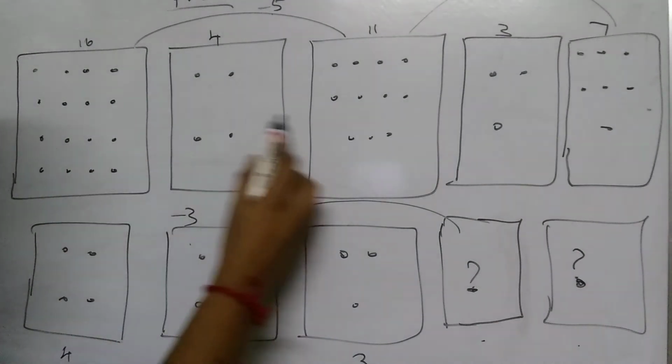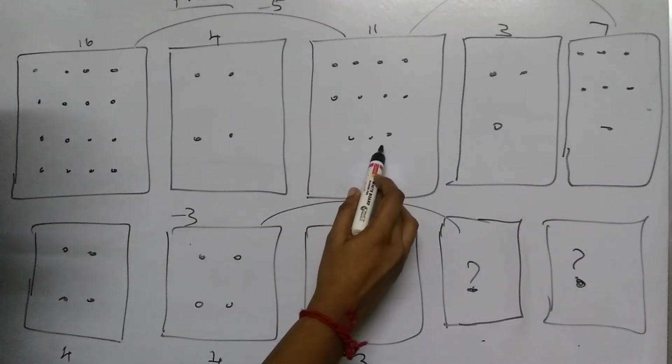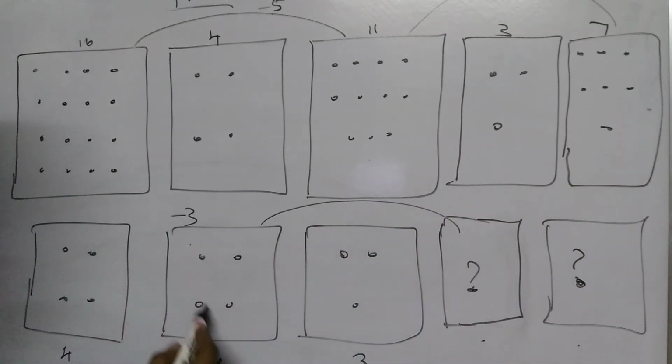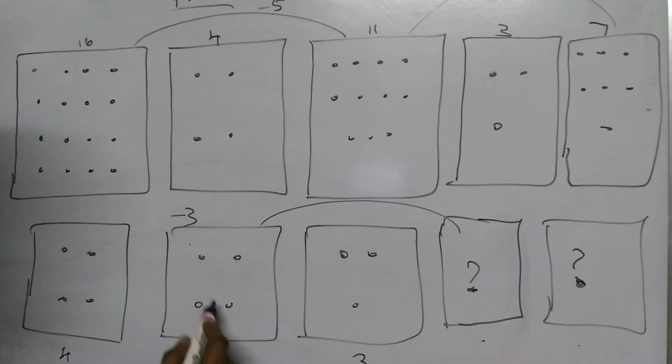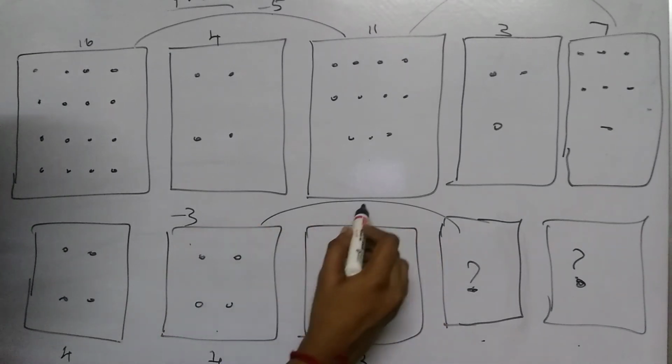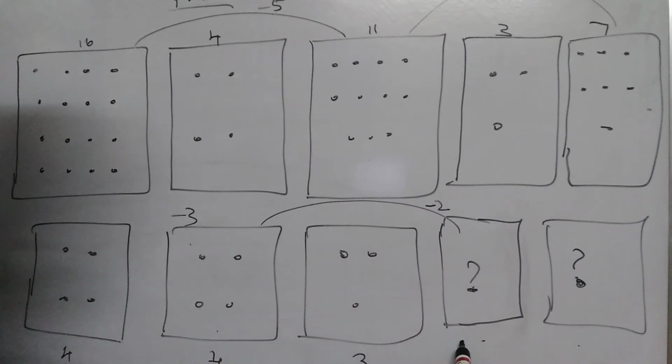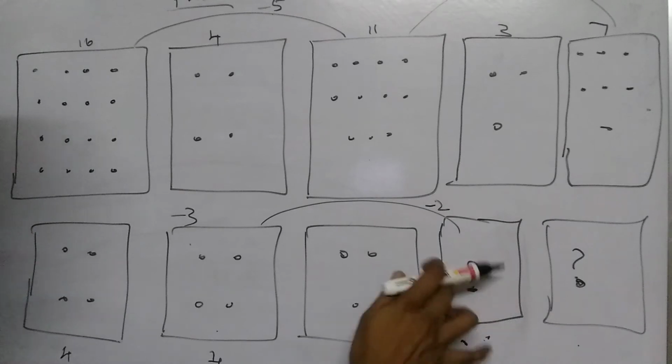See from 16, 5 subtracted, you got 11. Again from 11 you subtracted 4, you got 7. From 7 you subtracted 3, you got 4. Again you subtract minus 2. After 3 you have minus 2, is it not? So subtract 4 minus 2, you will get 2 dots. That means only 2 dots will be the answer in the next box.